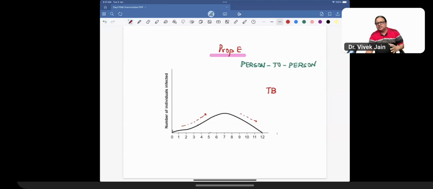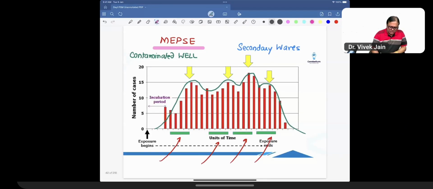In TB, one case can give rise to how many cases in a year? Older question. 10 to 15 people in a year. So 1 becomes 2, 2 becomes 10, 10 becomes 20. Now, these are the classical diagrams and examples which have been asked. Now, let us complete the topic by looking at some other questions of your exam.